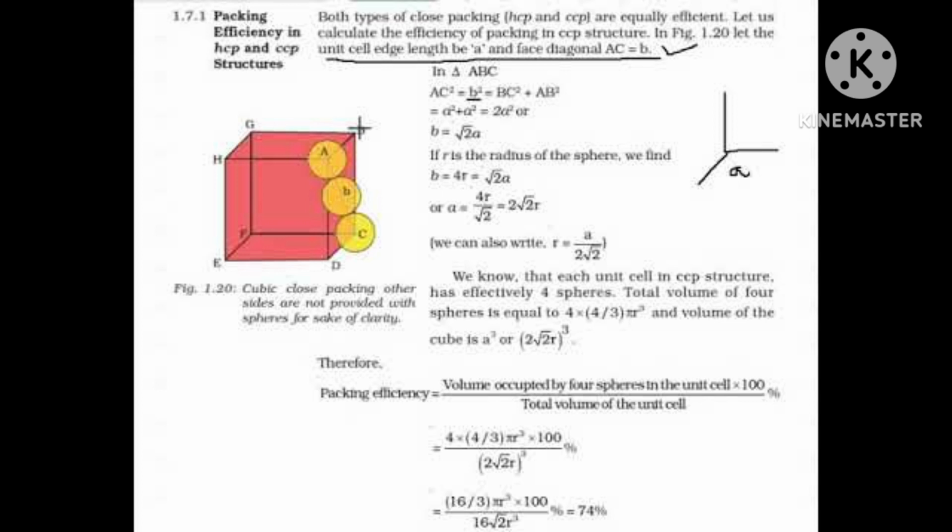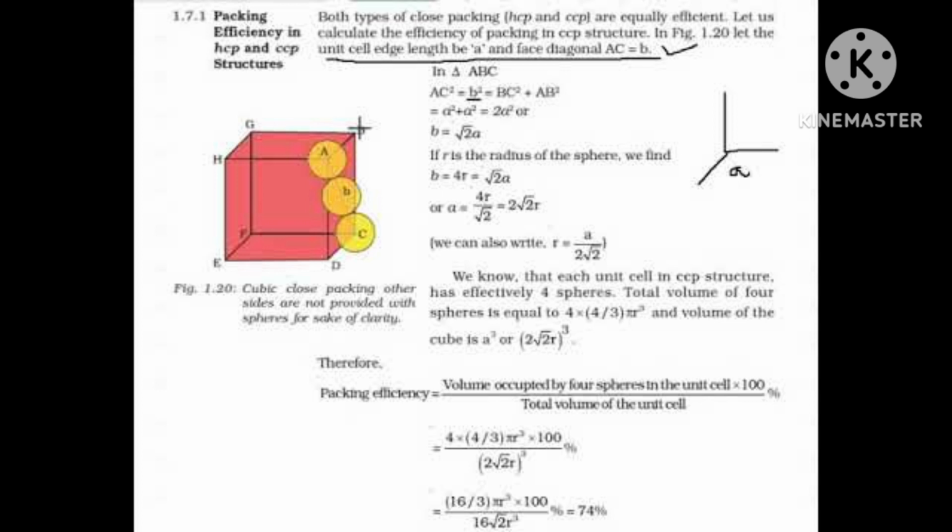And this cube volume you have already calculated: A cube, A power 3, equal to (2 into under root 2 R) power 3. These two values you are going to use in the formula.